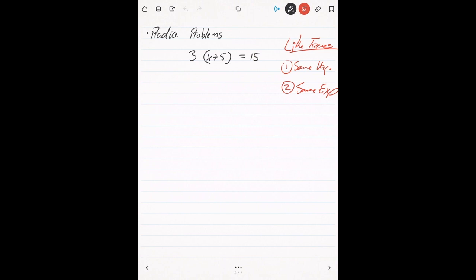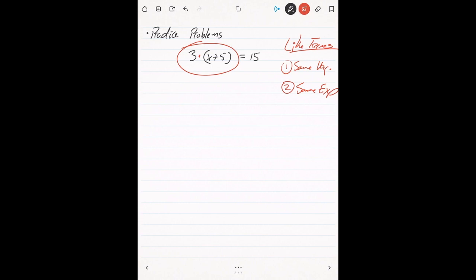So since we can't add x and 5 together, it seems that we would be stuck. So what I'd like us to do right now is to try to think about what this left-hand side means. 3 times x plus 5. That's what it means when a number's next to something in the parentheses. It means multiply. 3 times x plus 5.